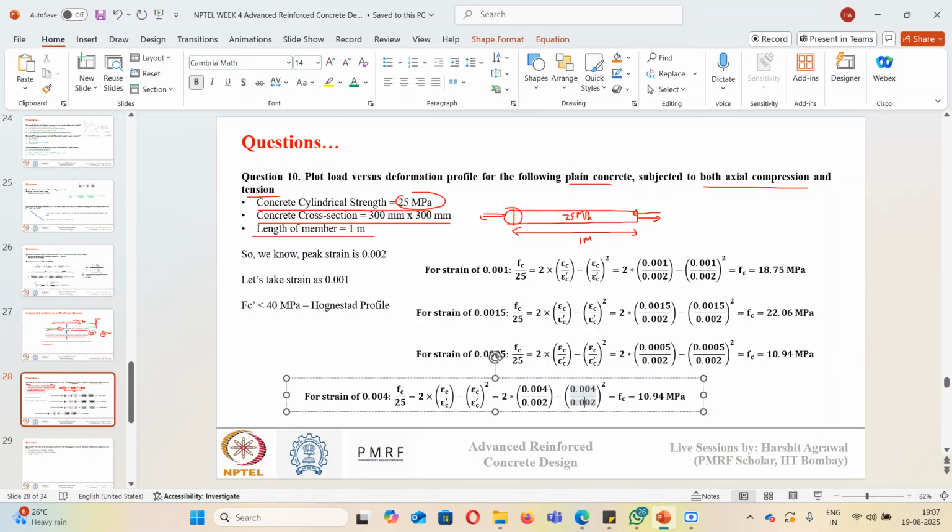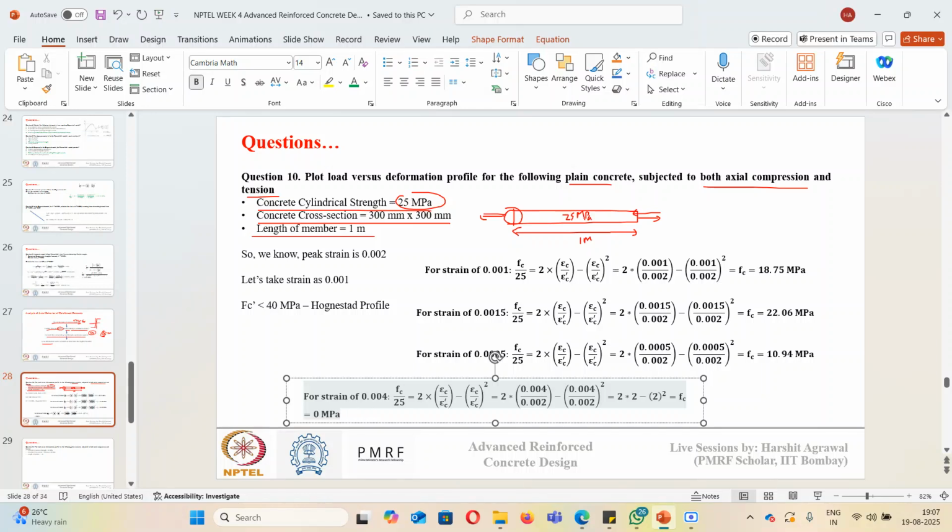this calculation will come out to be 0. So 0.004 upon 0.002 is 2. So this will be 2 times 2 minus 2 square, which will be nothing but 0. So my fc' value will come out to be 0 MPa.